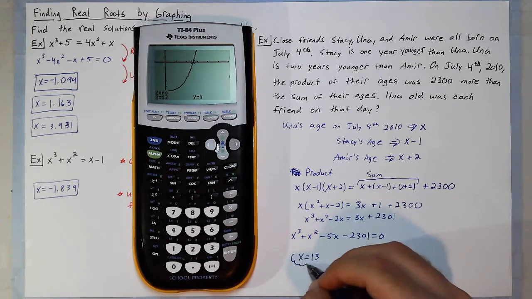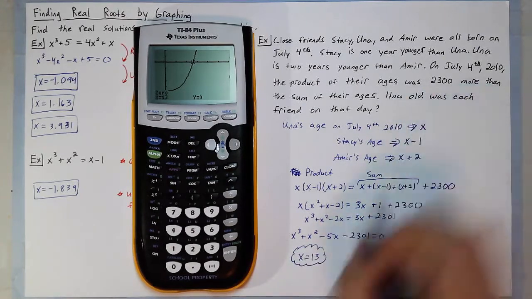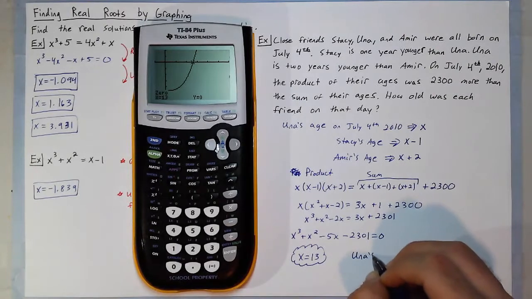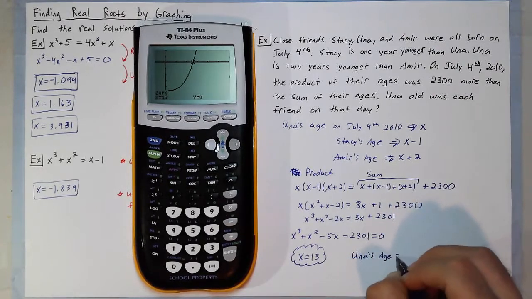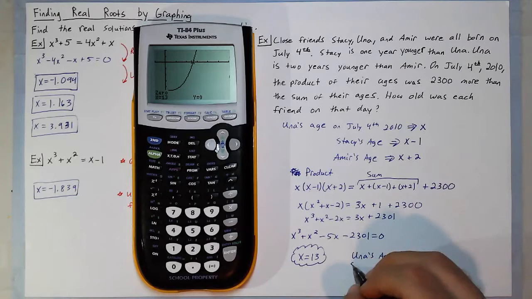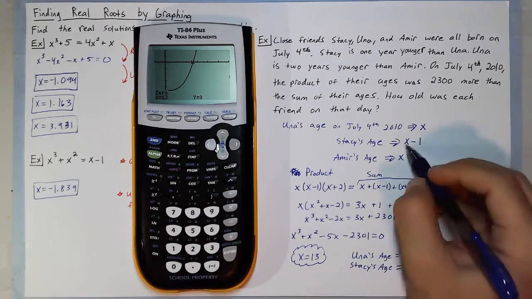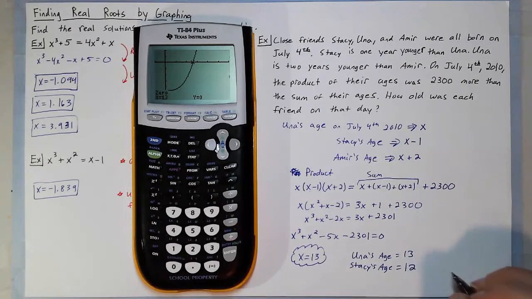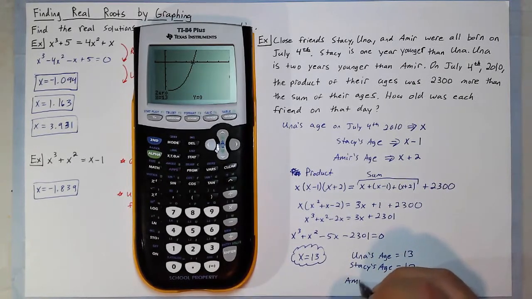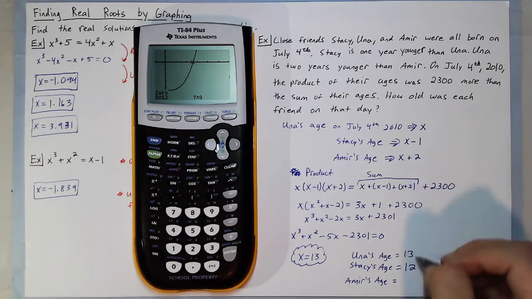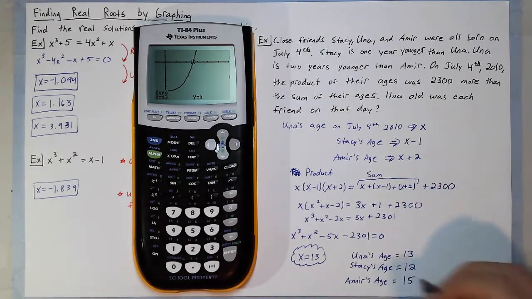So I'll put a little soft bubble around it. It doesn't answer the problem, but it does tell me at least a third of the problem, which is Una's age would be 13. If I want Stacy's age, I'll do 13 minus 1, which is 12. And then Amir's age on that same day, July 4th, 2010, will be 13 plus 2, which is 15.